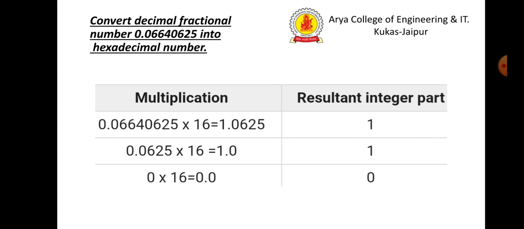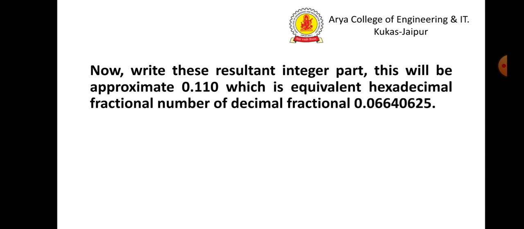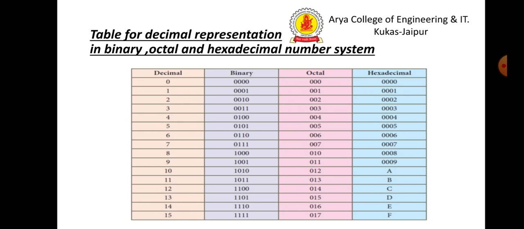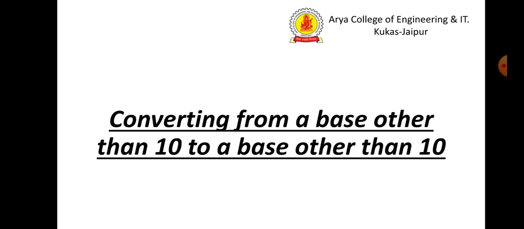Here 0.625 comes in the next step, and multiplying by 16 we get 1. So 1 is put as the integer part, the resultant fractional part is 0, and in the third step we get 0. So 0.110 is the equivalent hexadecimal fractional number of the decimal fractional number. Here is a table.